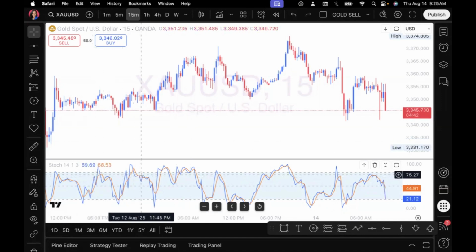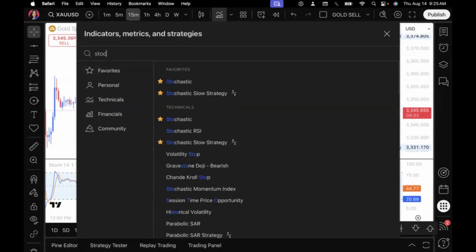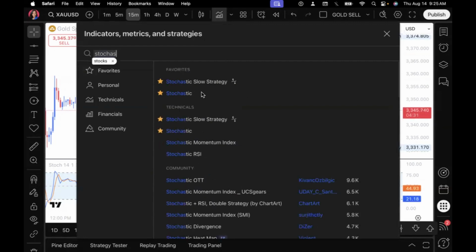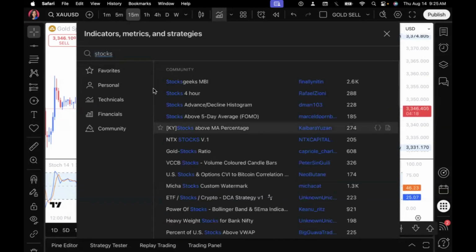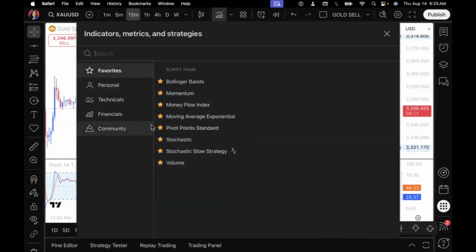Now, to add the one indicator we're going to be using today, you want to click here where it says indicators, metrics, and strategies, and search for the stochastic. Once you find it, simply click on the stochastic. You don't want any of the stochastic RSI or momentum index, just the basic stochastic. To make it even easier to access next time, you can click the star to the left of it, and next time you will find it under your favorites.